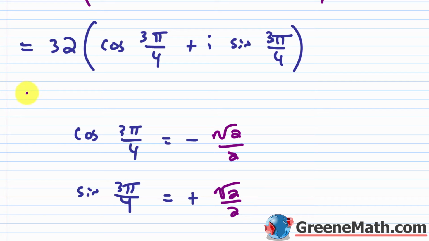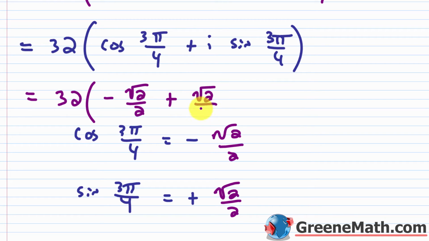So we would say that this equals 32 times the quantity, I'd have the negative of the square root of 2 over 2, and then plus, you'll have your square root of 2 over 2 times i.